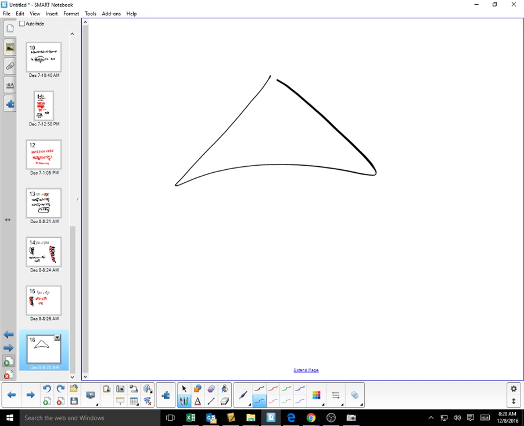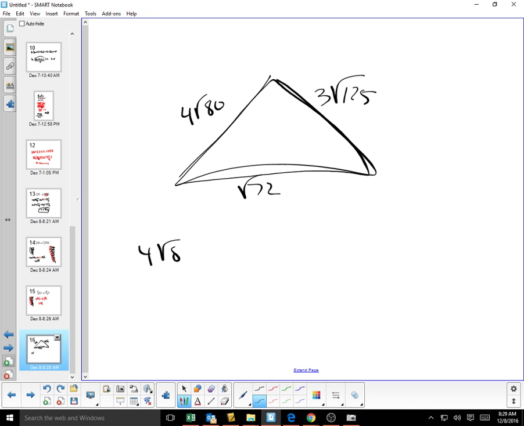Okay, so it looks like this, and you've got 4 radical 80, 3 square root of 125, and square root of 72, right? And they want you to find the perimeter. Well, how do you find the perimeter of a triangle? Yes, you do. You add all the sides. Perimeter is just distance around. So it's going to be 4 square root of 80 plus 3 square root of 125 plus the square root of 72. That's what you're going to be doing.